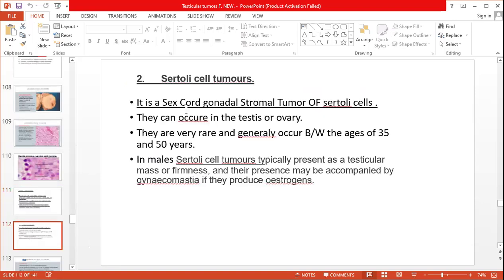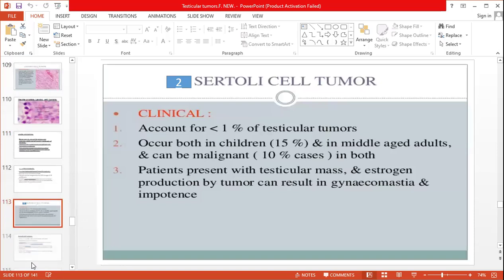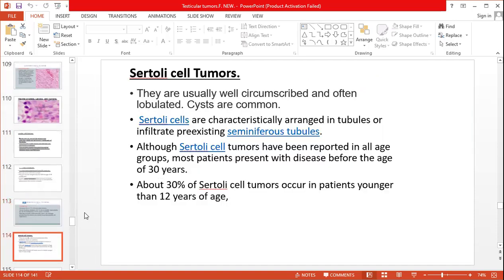Sertoli cell tumor, sex cord tumors of Sertoli cells. They are very rare and usually occur between 35 and 50 years of age. Sertoli tumors clinically account for less than 1% of testicular tumors. They occur in both children and adults; patients present with a testicular mass, and estrogen production by the tumor can result in gynecomastia and impotency.